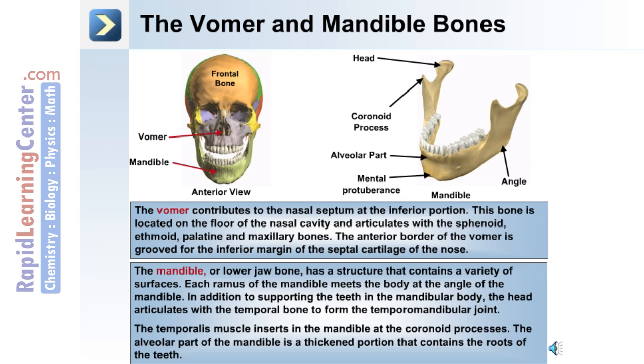Each ramus of the mandible meets the body at the angle of the mandible, and in addition to supporting the teeth in the mandibular body, the head articulates with the temporal bone to form the temporomandibular joint. The temporalis muscle inserts in the mandible at the coronoid processes, and the alveolar part of the mandible is a thickened portion that contains the roots of the teeth.